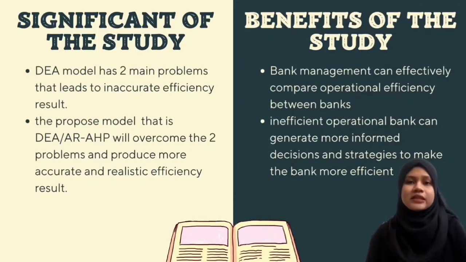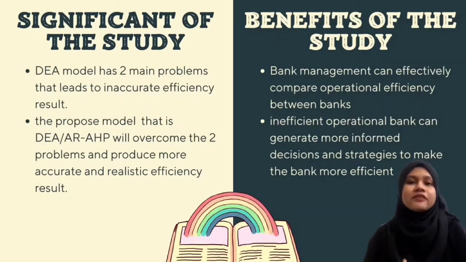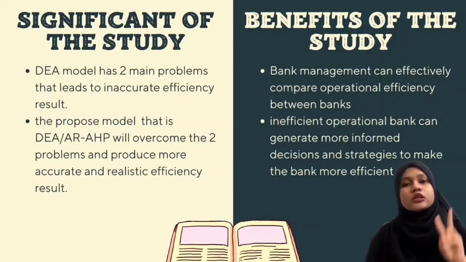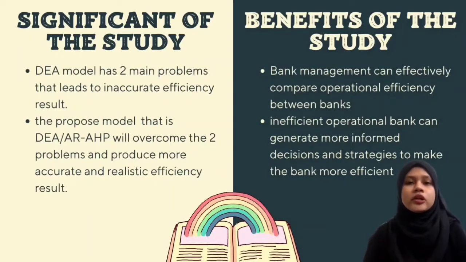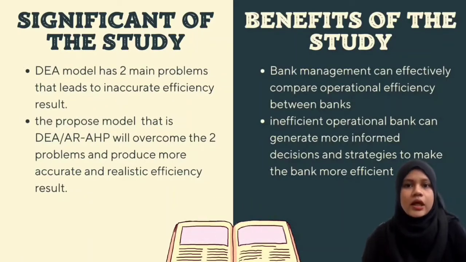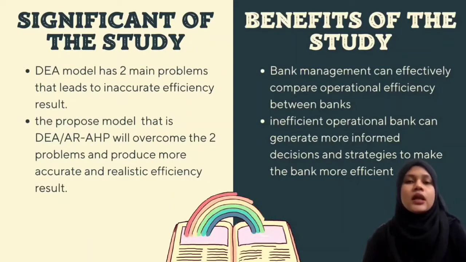The significance of the study. The DEA model is famous for measuring the efficiency of many DMUs in every sector. However, the DEA model has two main problems that lead to inaccurate efficiency results. The problems are poor discrimination power and many zero weights. Hence, by using the proposed model, DEA-AR AHP, it will overcome the two problems and produce more accurate and realistic efficiency results.